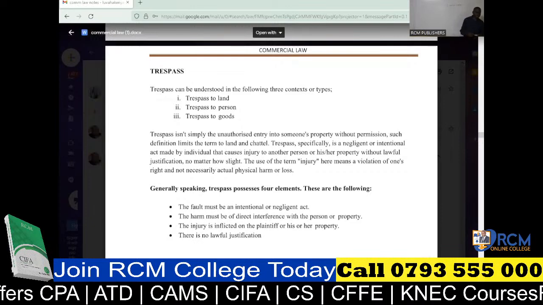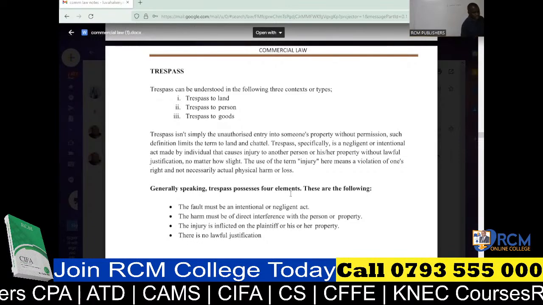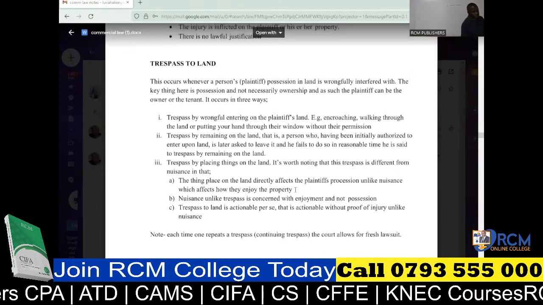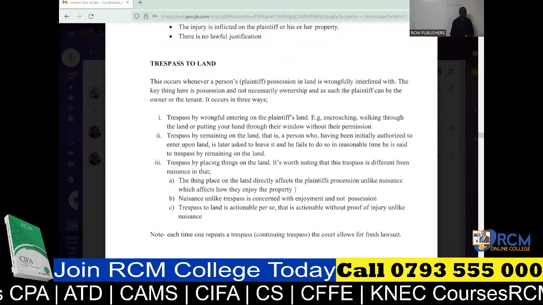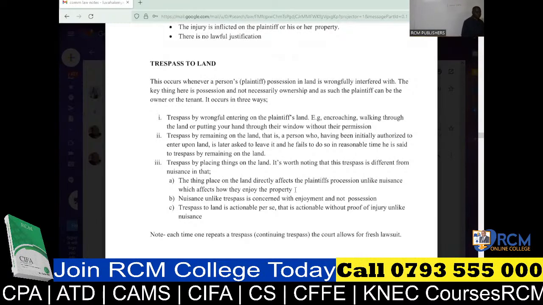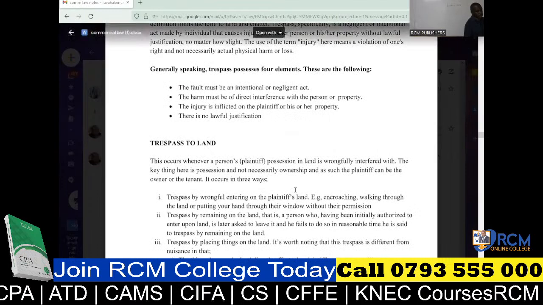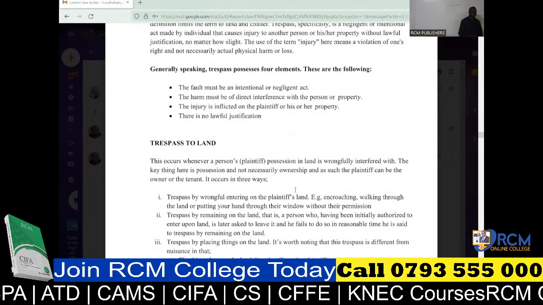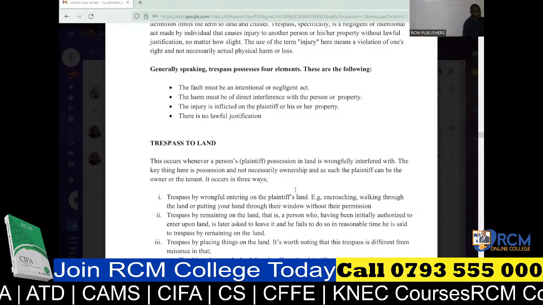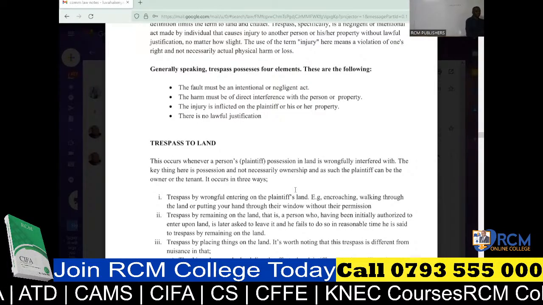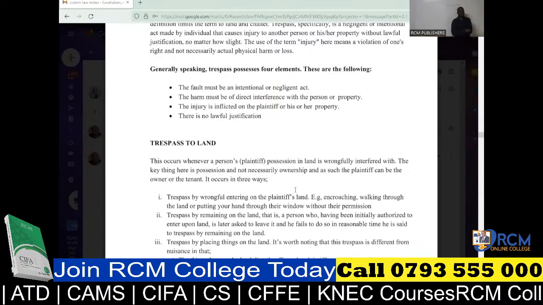So trespass to land, how does it actually occur? It occurs whenever a plaintiff's possession of land is wrongfully interfered with. The key thing here is possession and not necessarily ownership. As such, the plaintiff can be the owner or the tenant. So in this case, we are talking about where a person has possession or ownership.